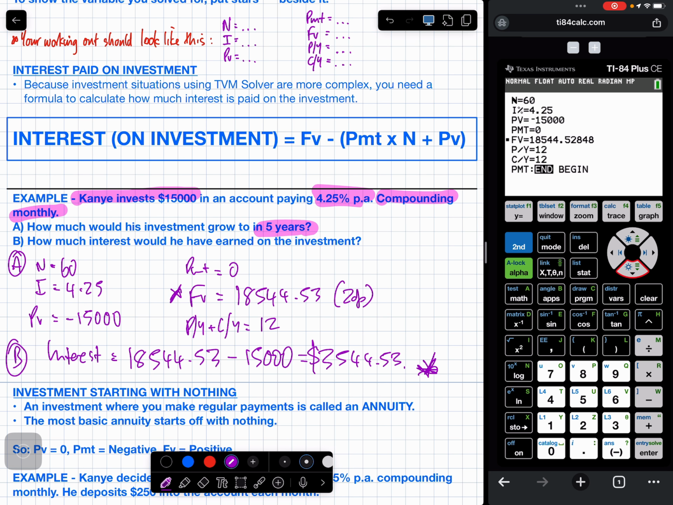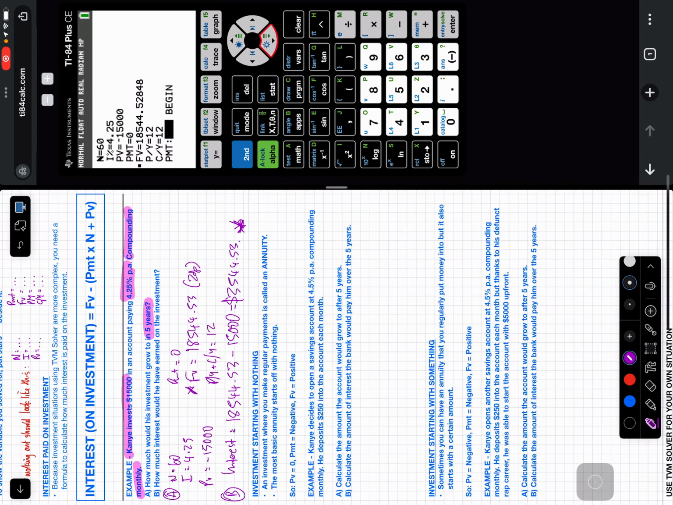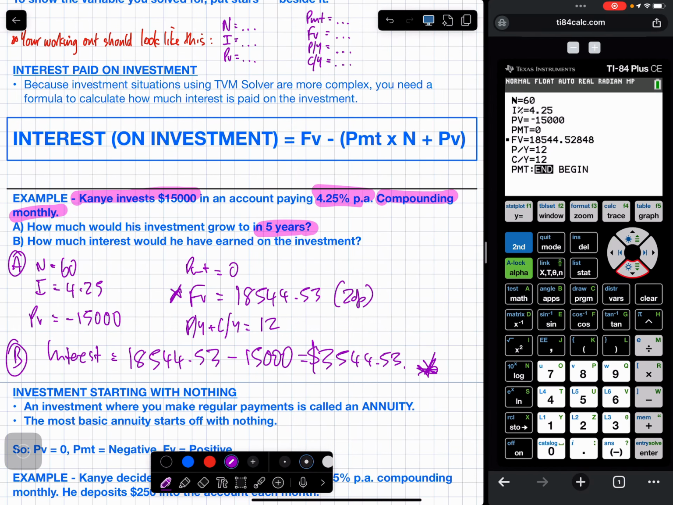We'll do another one. Investment starting with nothing. I won't record it though, because it'll just be easy for me to say. Can you get the first example? Kanye investing 15 grand and then he just left it alone. So where am I writing this down? Oh, sorry. I printed them out today to save you writing so much. It's in the second page underneath.